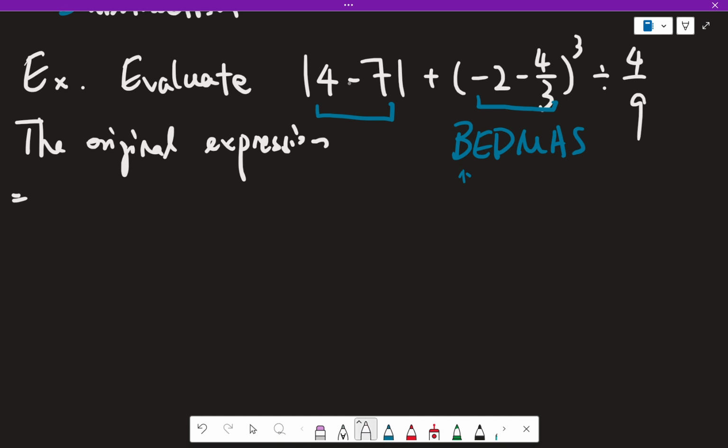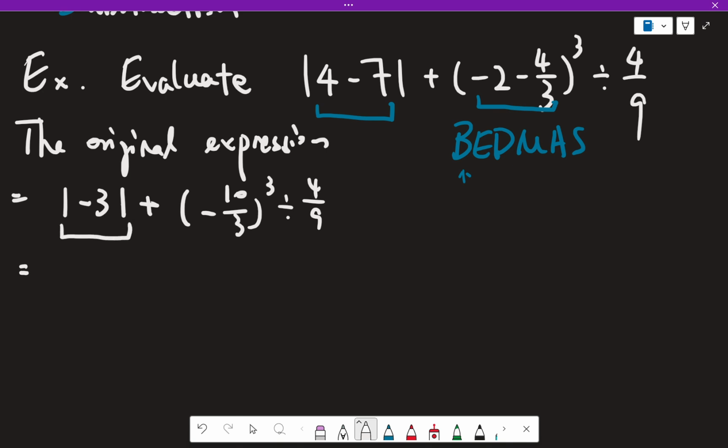So the absolute value of 4 minus 7 is the absolute value of -3, plus bracket -2 minus 4 over 3, which is -10 over 3 cubed, minus 4 over 9. However, we have not yet fully evaluated this absolute value because the bracket is still here. The absolute value of -3, only the magnitude, is 3. Next, we want to solve for the exponent. We can see that we only have one exponent here, so we just calculate that.